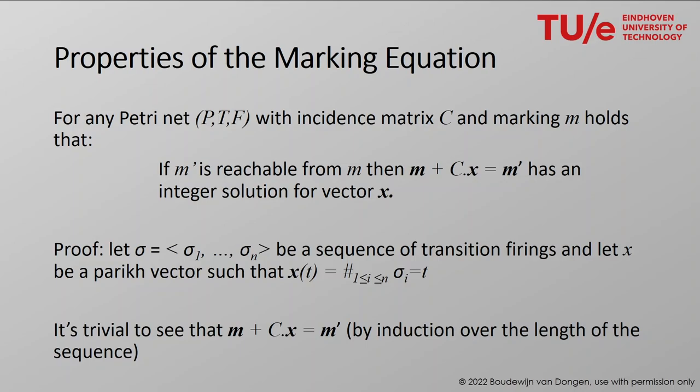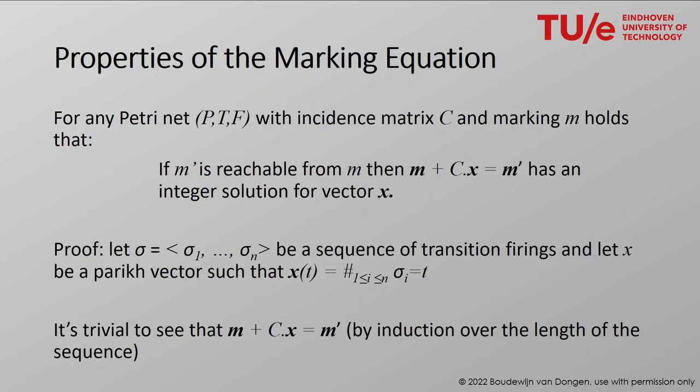Now, what is not in the linear equation system is the enabling condition. A transition can only fire if and only if every input place has at least one token. If you just randomly would multiply matrices, you can get negative markings, places with minus a number of tokens. But that means that there is a relation between this marking equation and the Petri net, but they're not the same thing. And this relation is actually called the marking equation.